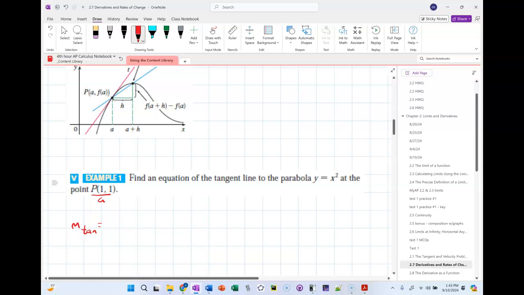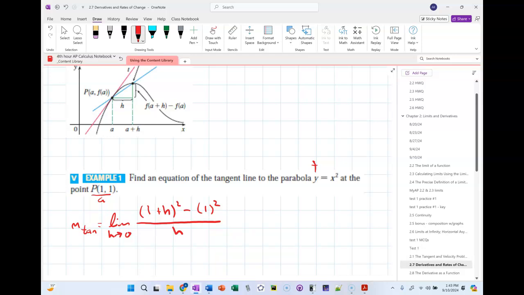So in this problem, my a is what value? It's 1. So this is going to be the limit as h approaches 0 of, and my f is x squared, so (a plus h) squared minus f of a, or a squared, over h. Is everybody okay with how I filled that in?